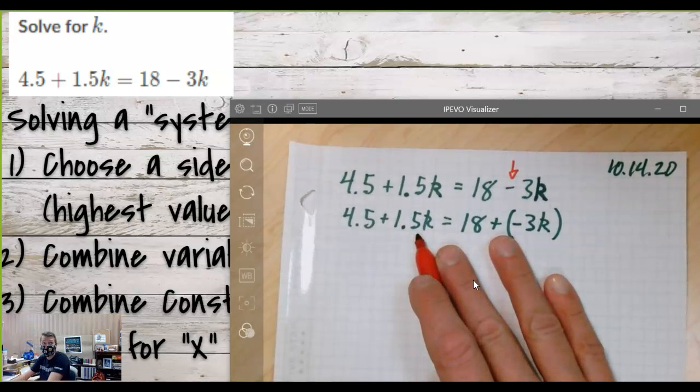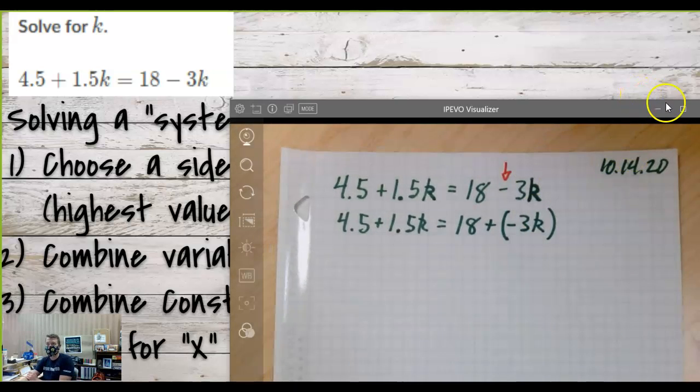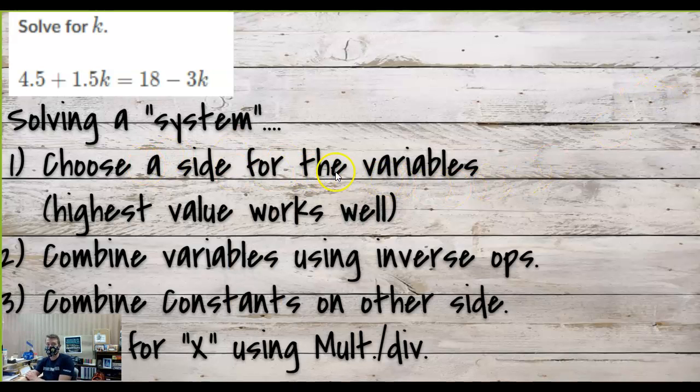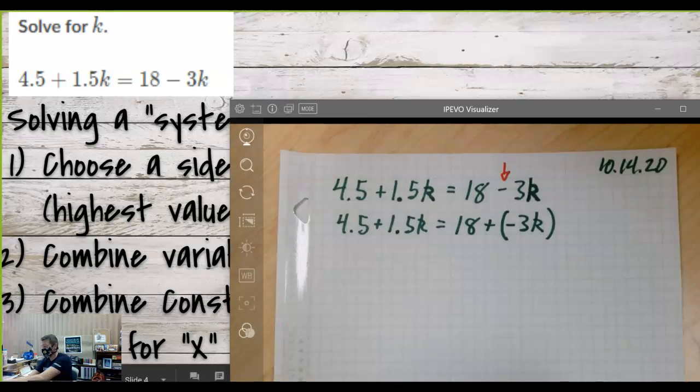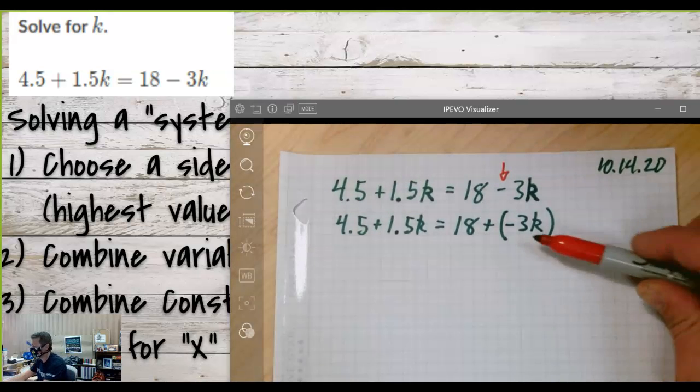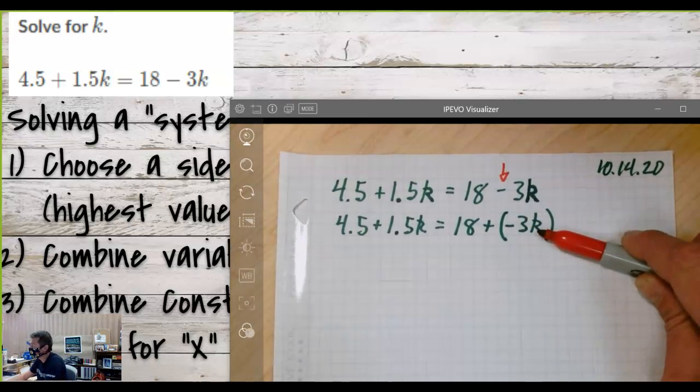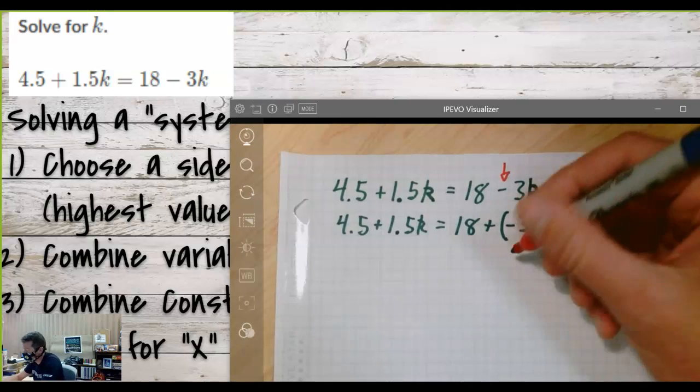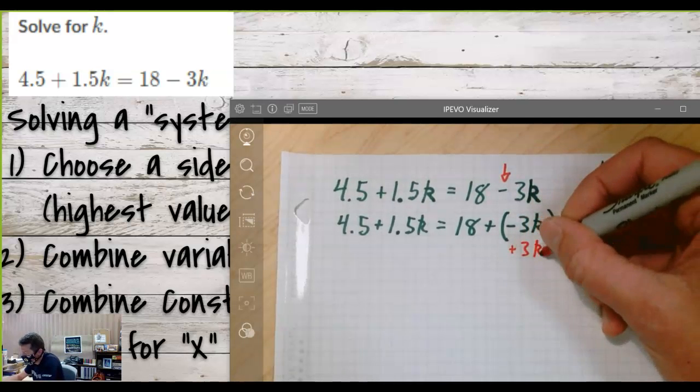When we think through step 1, which, guys, I still have my steps up here, right? So step 1, choose a side for the variables. Highest value works well. So we've got highest value, right? The left side is our highest value. How do I get rid of a negative 3k? Add 3k. Sorry, we'll go whole group on that.